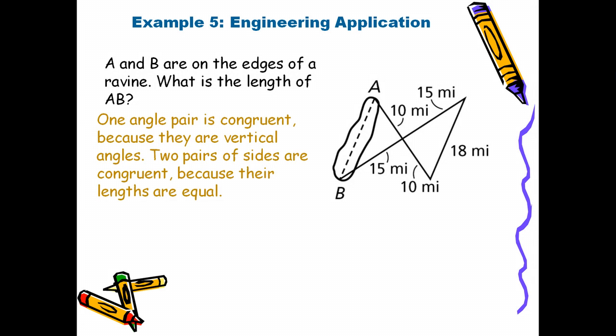One angle pair is congruent because they are vertical angles. So these in the center, these are congruent angles. Two pairs of sides are congruent because their lengths are equal. We were given that this side is 15 miles, and so is this. 10 miles here and 10 miles here. So we have side, angle, side.